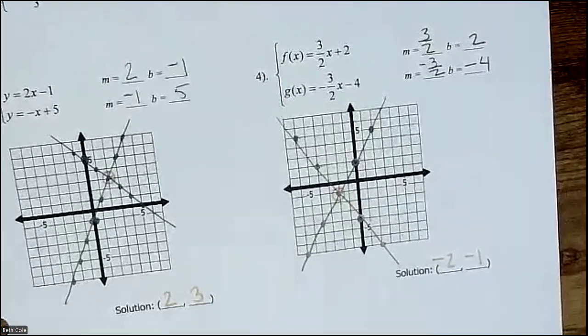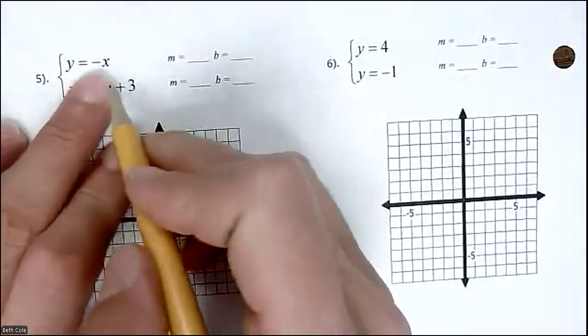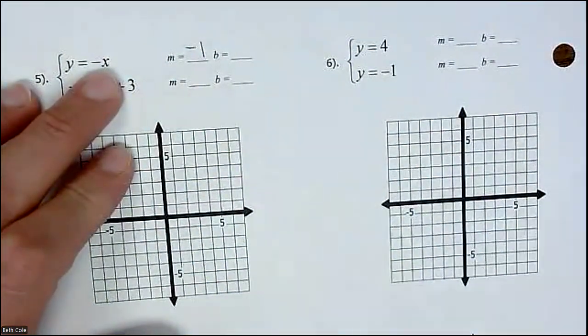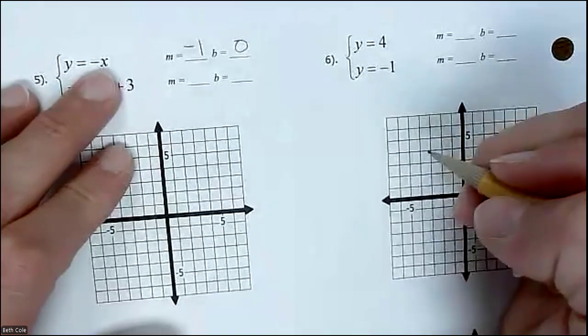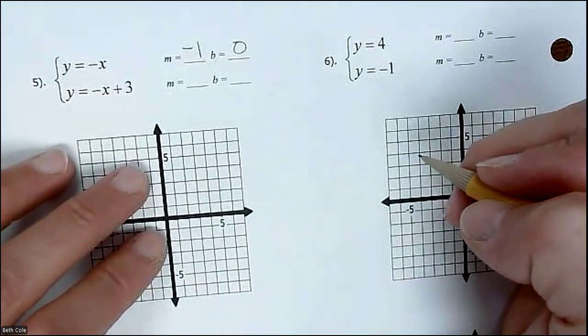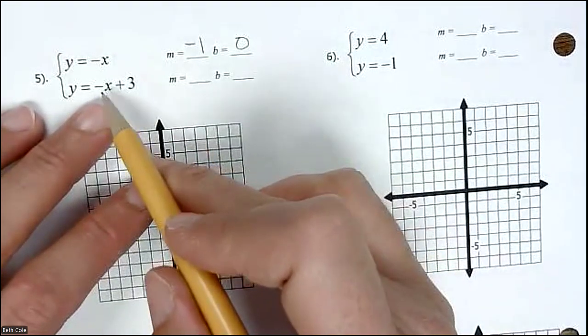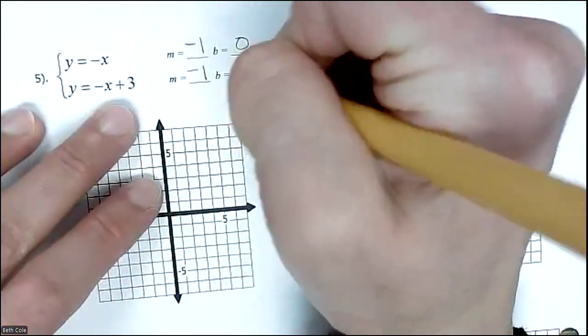I'm just going to try a couple more. Sweet. I saw some of you finish that even before me, so nice job. All right, for this one, your slope is -1. What's your y-intercept? Good, it's 0, the origin, 0, 0. Now, before I even graph that, what's your slope for this line? -1, and your y-intercept is 3.